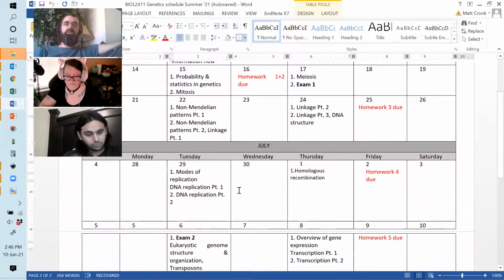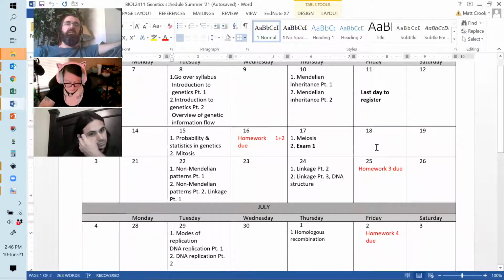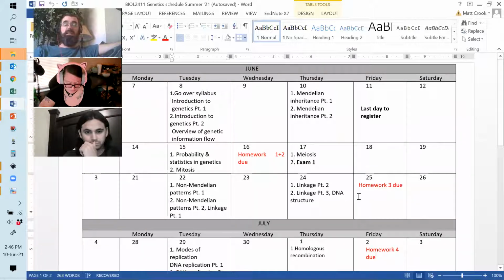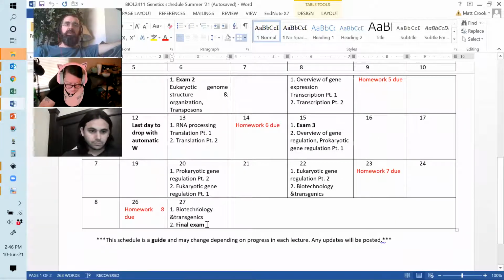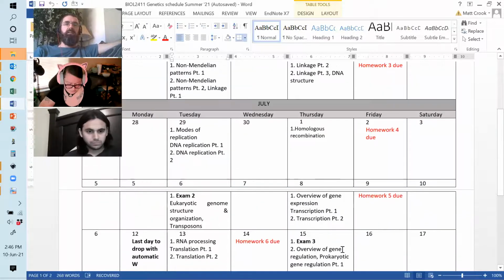Does anybody have any objections if I change exam 1 to the day after? So that would be the 18th, next Friday, not tomorrow, the Friday after that. And then we already talked about this, but changing exam 4, it's not really the final exam because it's not cumulative, exam 4 to July 28th.